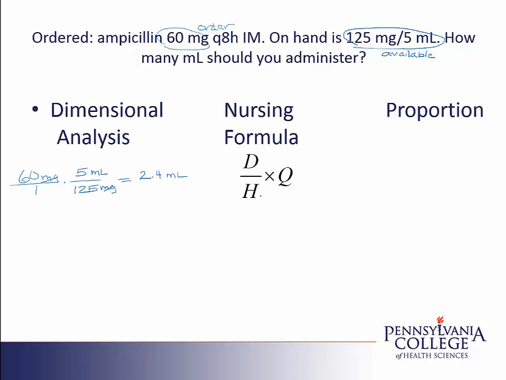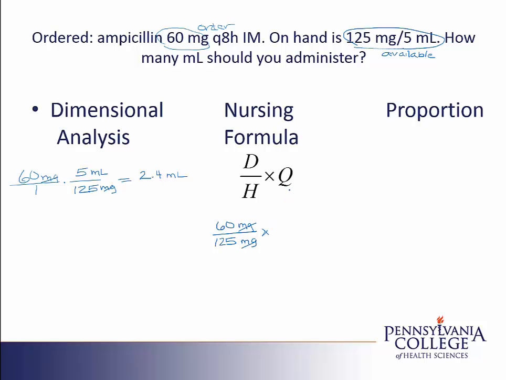If I choose to use the nursing formula approach, the D stands for the doctor's order. In this case, the order is 60 milligrams. The H stands for what I have and must have the same label as the doctor's order. In this case, I have 125 milligrams. These labels match and cancel.